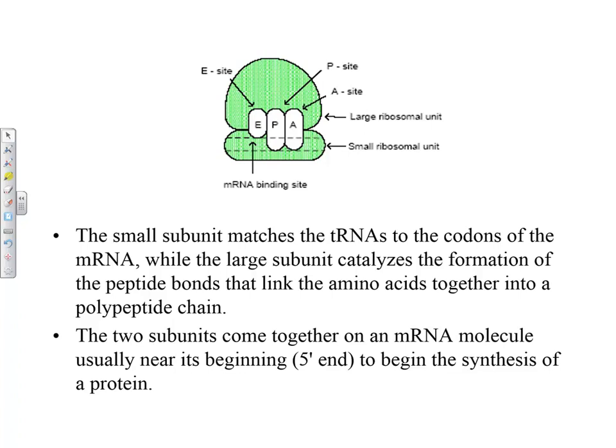The role of the small subunit is to match the tRNAs to the codons of the messenger RNA, while the large subunit will catalyze the formation of the peptide bonds, which link the amino acids together into a polypeptide chain or a protein. The 2 subunits are going to come together on a messenger RNA molecule, usually near its beginning, because that's where the translation is going to start. In the case of eukaryotes, it's the 5' end.